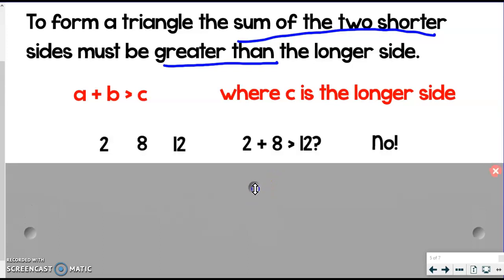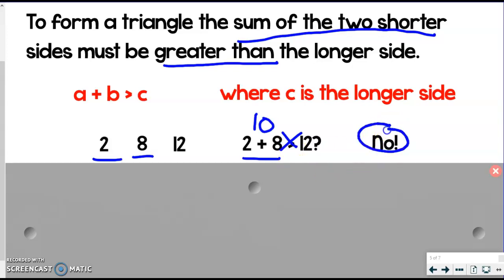So remember, we had those 4 examples you were supposed to think about, and then I went over them with you in the video. Here was one of them. The two shorter sides in this case were 2 and 8. They will not always be the first two numbers they give you, by the way. It could be in any order, but 2 and 8 were less than 12. So that's why we added those two together, because it's always the shorter two sides that we start with. When we added those together, those only equal 10, which is not greater than 12. So no, these 3 sides did not make a triangle.